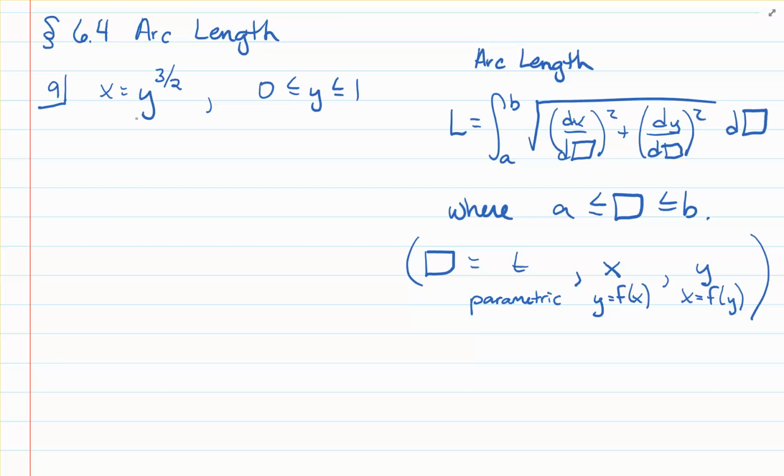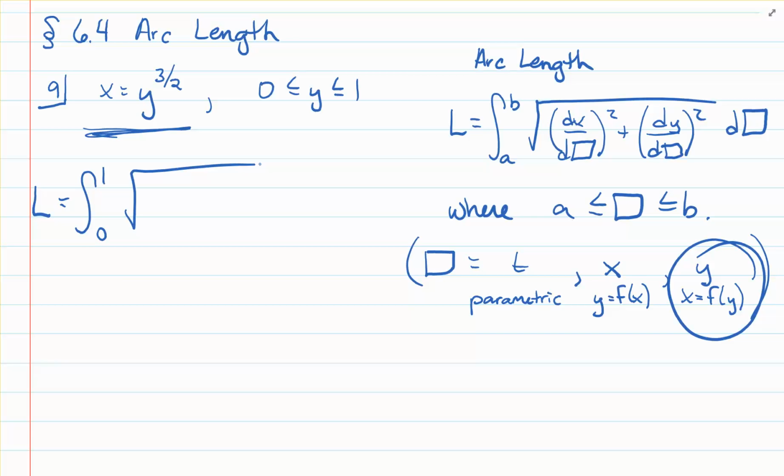Now if you look at our problem over here, x equals y to the 3/2, this is x equals a function written in terms of y, so we are in this third case. And y ranges from 0 to 1, so those are our a and b values. So to set up this problem, the arc length is the integral from a to b, 0 to 1, of the square root of dx dy squared plus dy dy, which is just 1, squared, and then we're going to integrate with respect to y.